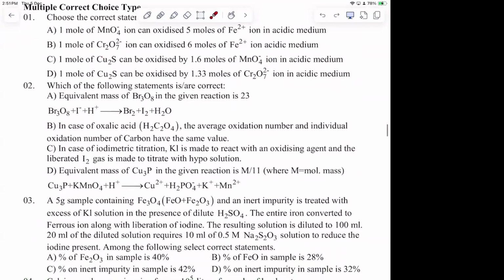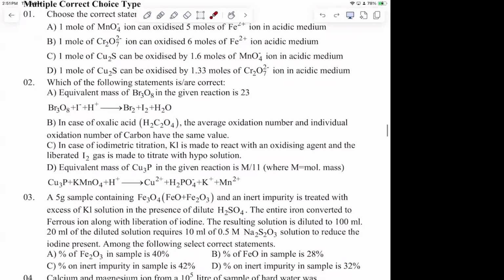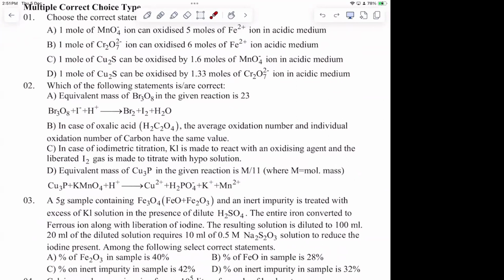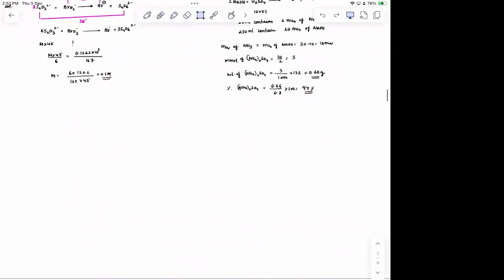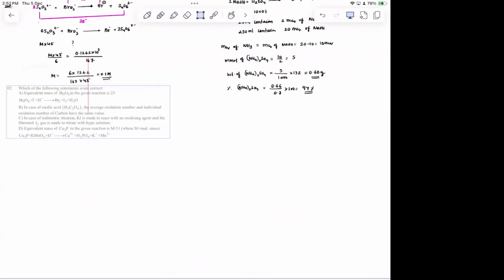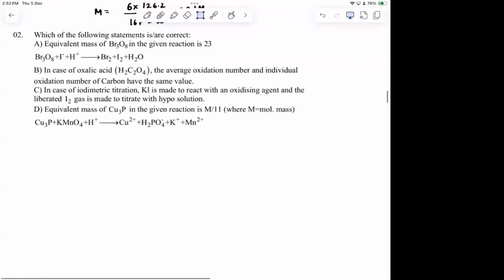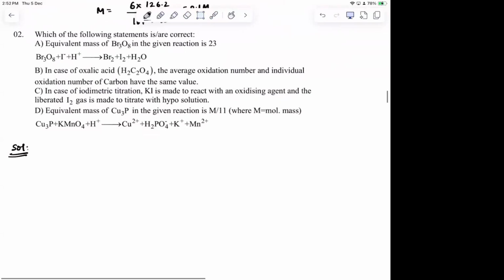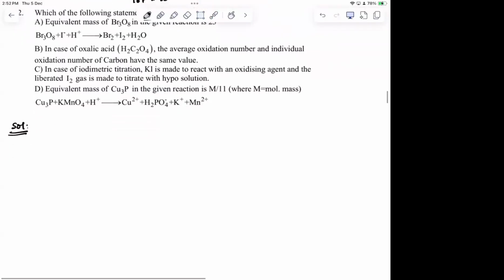Next, what we could discuss here is the second one. See, the second one has all the variety of it. Which of the following statements are correct? Equivalent weight of Br3O8 is 23. So we need to just check which are the options more valid in this case. See, first one. How do we get to know the equivalent weight here?